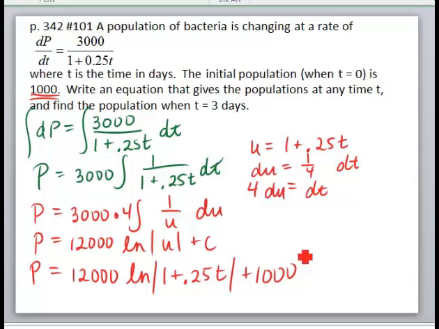The last step in this is to go ahead and plug in and see what p of 3 is. So you would plug in 3 for your t right here, and if you use your calculator and you enter it in properly, you should get about 7,715.